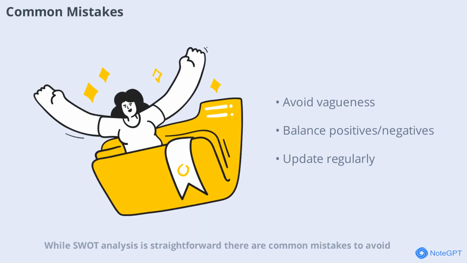While SWOT analysis is straightforward, there are common mistakes to avoid. These include being too vague, focusing only on positives, or failing to update the analysis regularly. It's important to be specific, balanced, and keep your SWOT matrix up to date as circumstances change. This ensures your strategy remains relevant and effective.